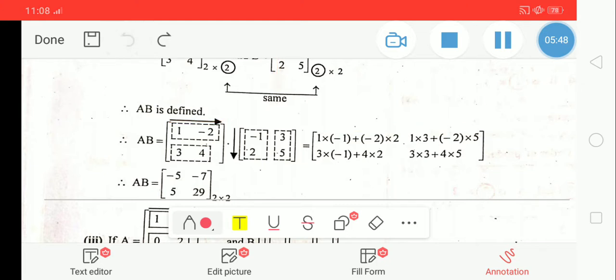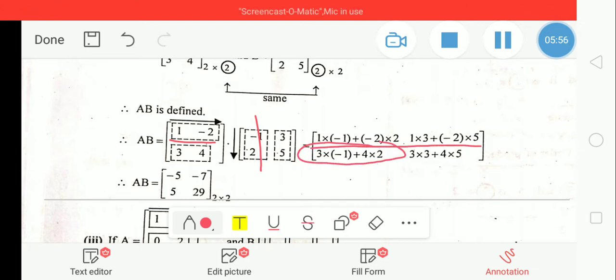Now another, second row, first column. So second row and first column means this position. So 3 multiplied by minus 1. 4 multiplied by 2.